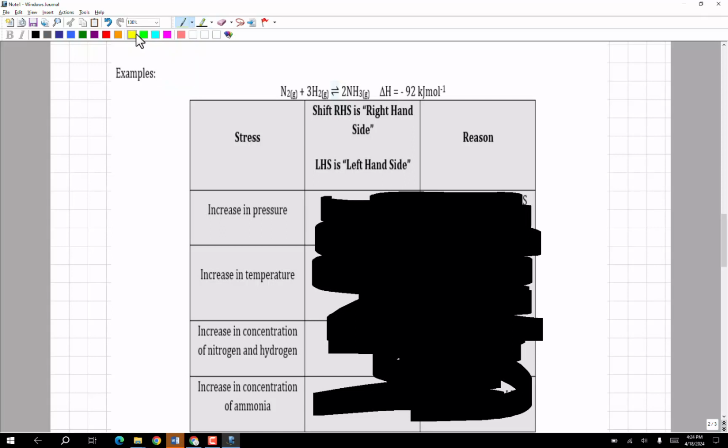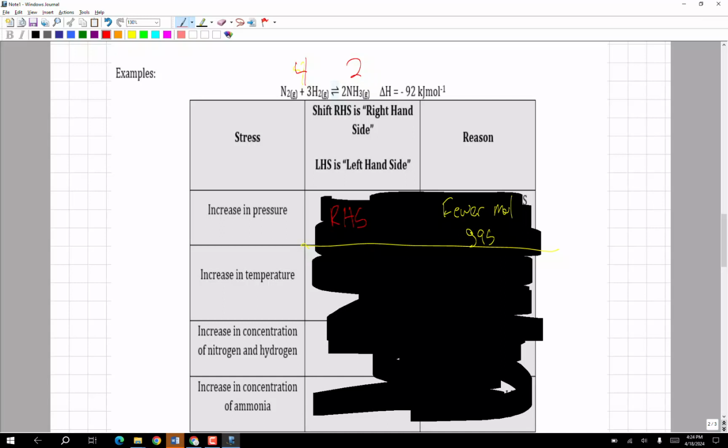Okay. So if I increase pressure, it will shift to the side with fewer moles of gas. So I have to figure out which side has fewer moles of gas. This side over here has 4. Oops, I'm going to go to red. This side has 4, and this side has 2. So it's going to shift to the right-hand side because it has fewer moles of gas.